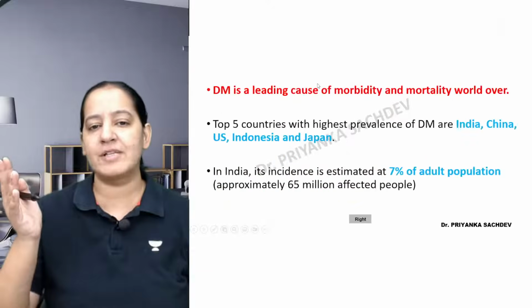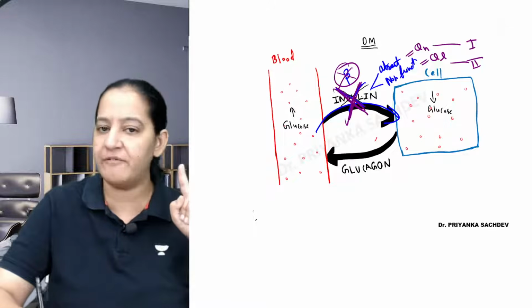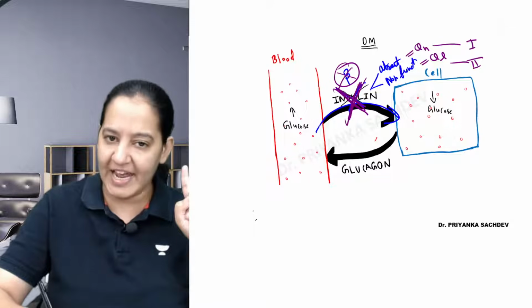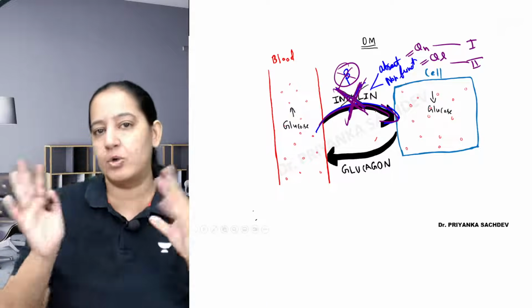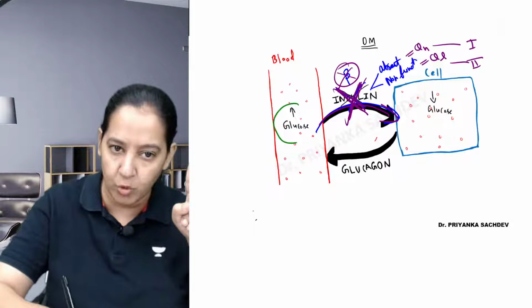So you will say, ma'am, then what is the problem? If insulin is either absent or non-functional, what will happen? It will not take the glucose from the blood to the cell. So two problems will happen to this individual. Number one, blood glucose rises.